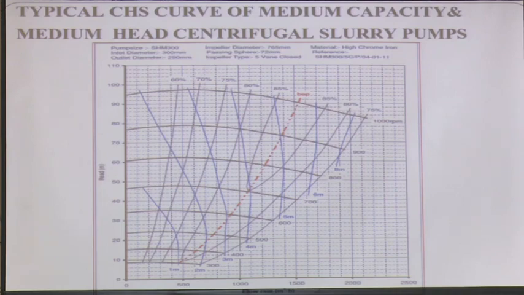These characteristic curves, whatever are there, all have been calculated or tested in the test rig, and eventually affinity laws applied and calculated and then posted here. All are based on clear water.